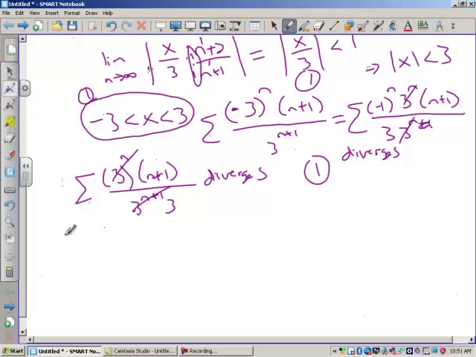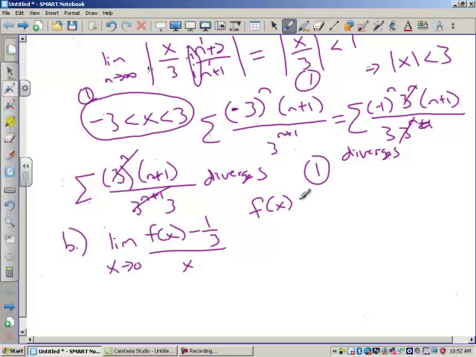Alright, so let's take a look at B. B is asking me to find the limit as x approaches 0 of f of x minus 1/3 divided by x. Well, let's find this series. Let's do f of x minus 1/3. Since f of x was 1/3 plus 2 over 3 squared x plus 3 over 3 cubed x squared plus dot dot dot.